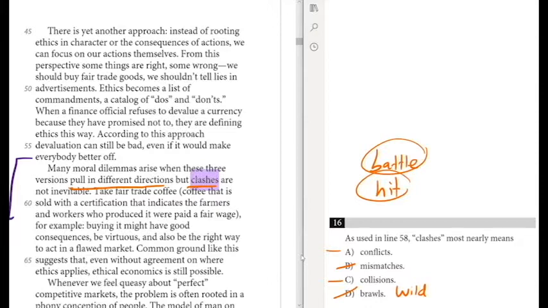And a collision might literally be a physical crashing into one another, whereas we're not talking about physical things here, we're talking about ideas. So we'll go ahead and pick conflicts. The different ideas are possibly going to conflict with one another, but the passage says those conflicts are not inevitable, so they don't necessarily have to happen. And the answer for 16 is going to be A.